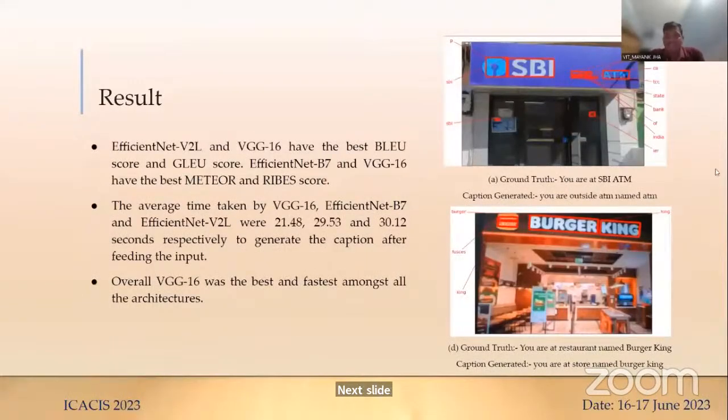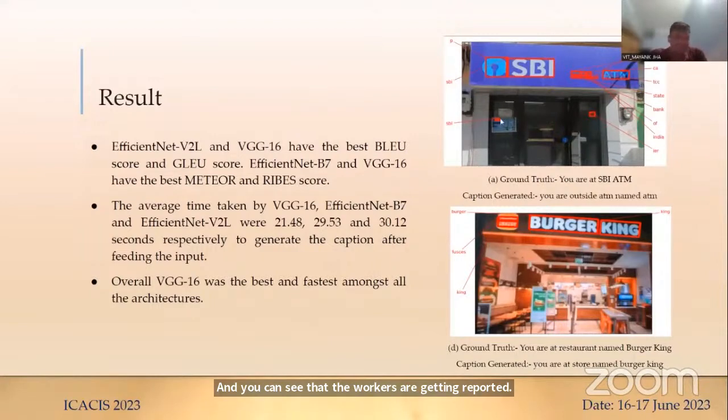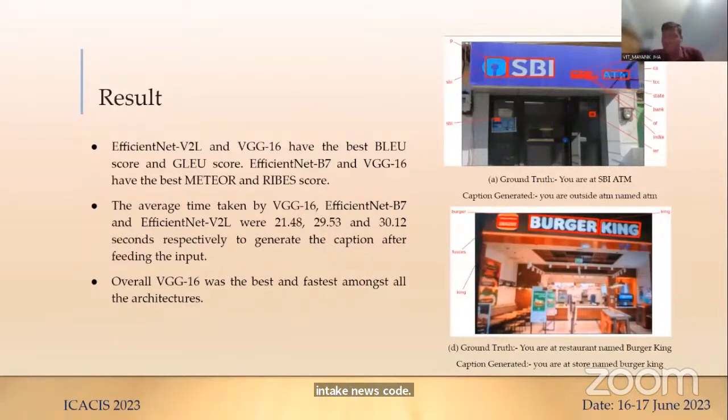In the second part of the result, on the right hand side, there are 2 images which were generated by the OCR, and you can see that the words are getting detected, and after detecting, the concatenation has been done, and the caption generated you can see below the images. Basically, among the CNN models, EfficientNet V2L and VGG16 were the best, with the best BLEU score and GLEU score. EfficientNet V7 and VGG16 had the best METEOR and ROUGE scores. The average time taken by VGG16, V7 and V2L was approximately 21 seconds, 29 seconds and 30 seconds. But VGG16 was the best amongst them as it has 21 seconds of running time.